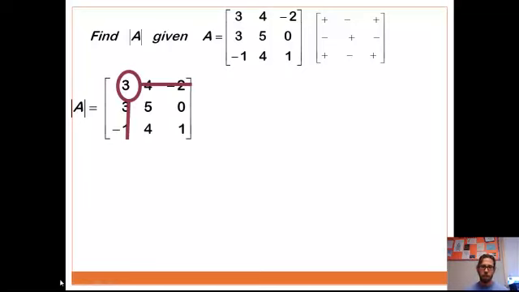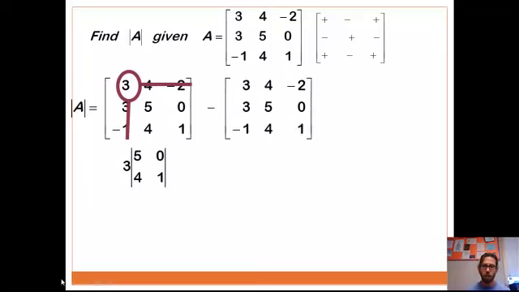I'm going to go ahead and use the first row once again. We're going to have the 3, and then we cross out the row and column, and we get 5, 0, 4, 1 for our first one. Minus, and again, this is a strategy that you can use. It's a lot of writing, but if you just write minus, well, I know the next cofactor is going to be this 4 right here, and that's negative, so I'm going to subtract whatever this determinant ends up being.